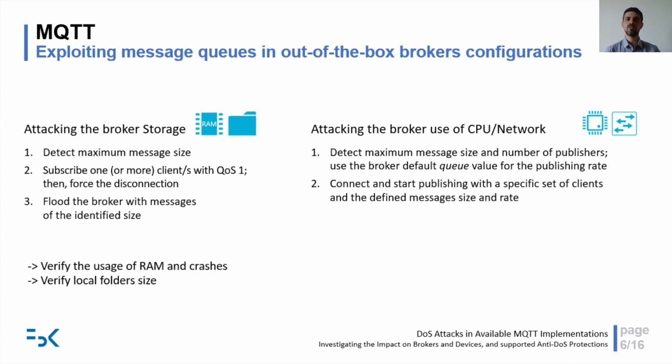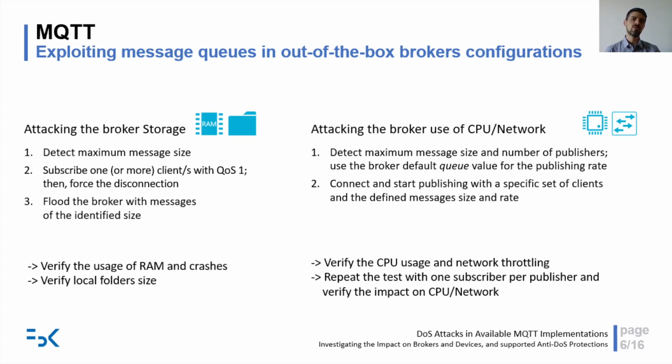Then, a set of clients is launched and continuously published on specific topics. The number of those publishers depends on the attacker machine. We increase it until the CPU reaches 90% usage. Here, we monitor the use of CPU and memory and network performance. We then repeat the test with the use of a subscriber to assess the impact when the broker also has to handle their message queues.